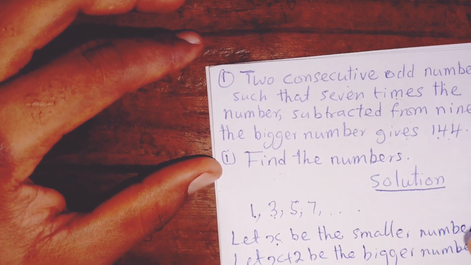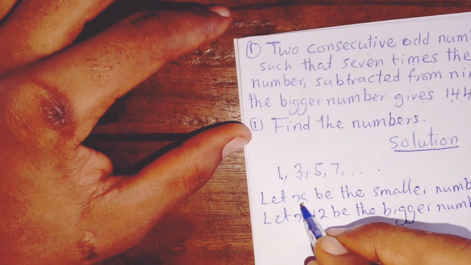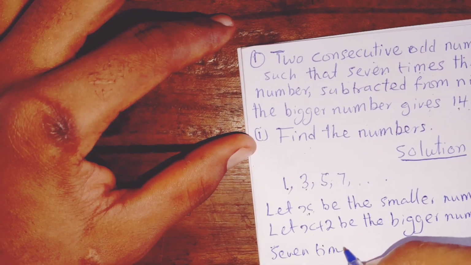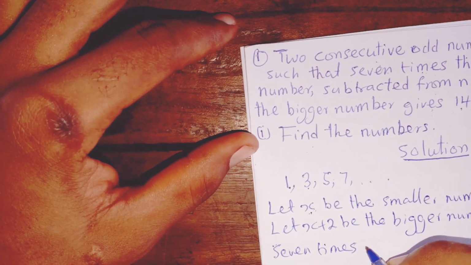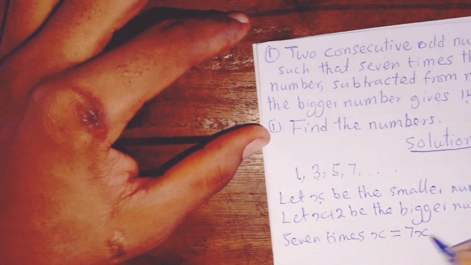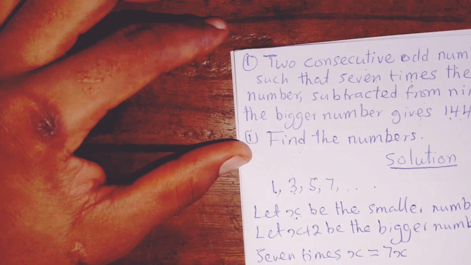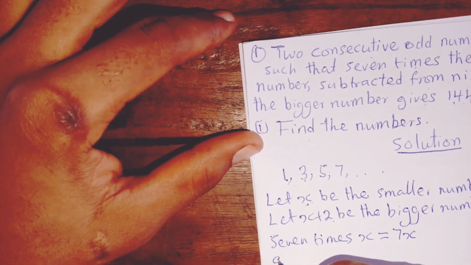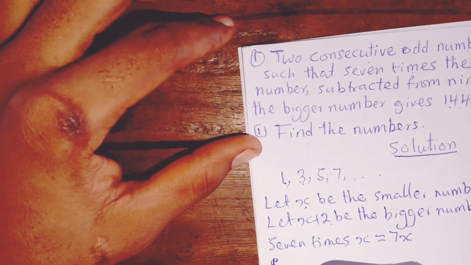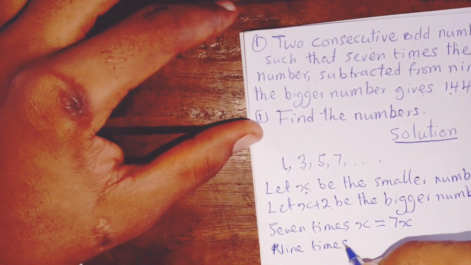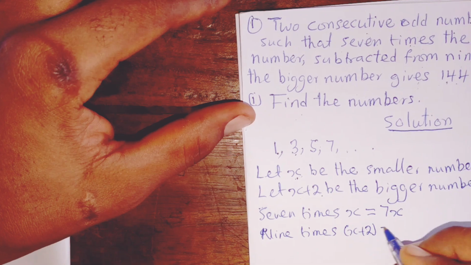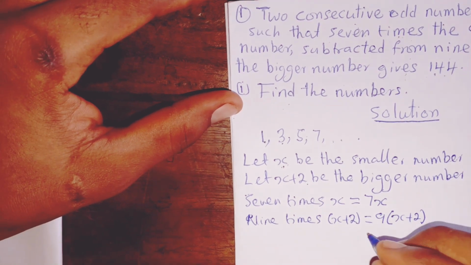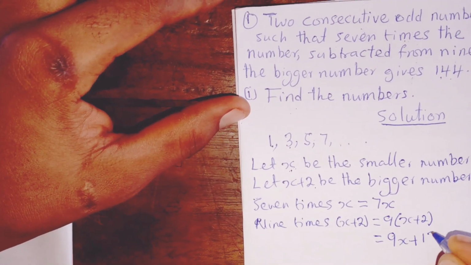Now, let's come back to the question. The question says that 7 times the smaller number. So it means the smaller one is what? x. And they say 7 times the smaller one, which is what? x. So this is giving us 7x. Then they say 9 times the bigger one. And the bigger number is x plus 2. So it becomes 9 times x plus 2, which is equal to 9 into bracket x plus 2. We can simplify this one or expand the brackets. It is giving us 9x plus 18.